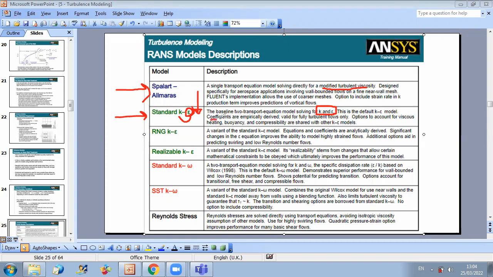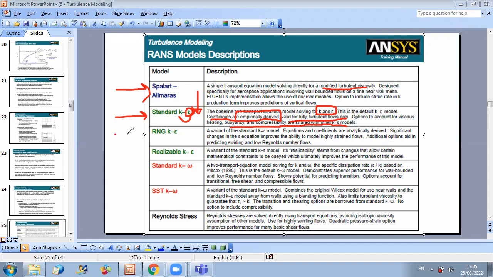The coefficients in the standard K epsilon model, as we discussed, are empirically derived. So we use experiments to come up with the constants used in the differential equations of K and epsilon. And it's valid for fully turbulent flows only. Options to account for viscous heating, buoyancy, and compressibility are not present in the standard K epsilon model. This is why whenever you have any of these effects, it's advised not to use the standard K epsilon model.